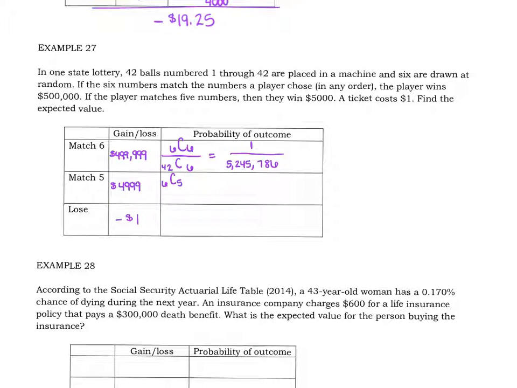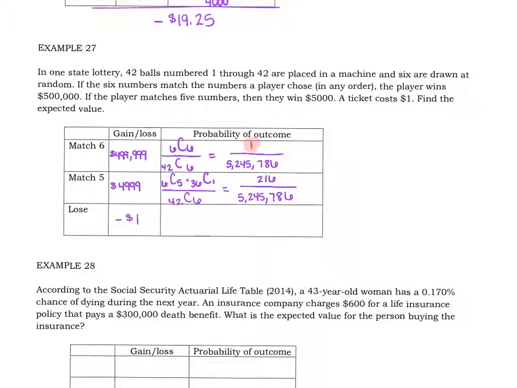Okay. The probability of matching 5 numbers is going to be, of those 6 winning numbers, you had 5 of them, so you get to pick which 5 of the 6 numbers are going to match, and then you must have 1 number that doesn't match any of the winning numbers. Of all of those numbers that are not part of the winning number, there are 36 non-winning numbers, and you have 1 of them on your ticket. So 36, choose 1. And our denominator is still 42, choose 6, for a total of 216 over 5,245,786.